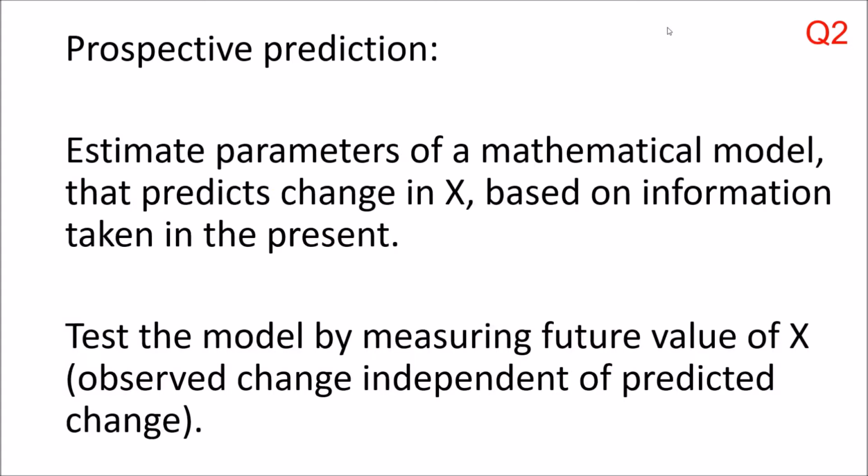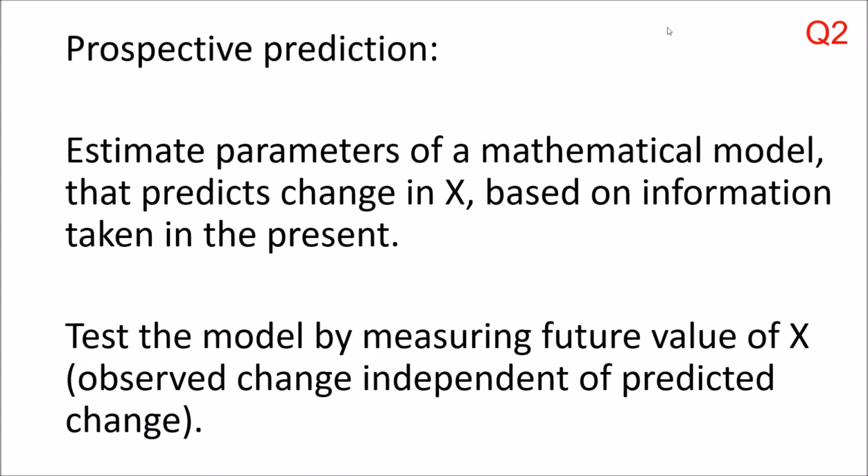This is an example of what I would call prospective or forward time prediction. This is a very general thing in science, although not typically used in evolutionary biology, where you estimate the parameters of a mathematical model that predict a change in some measurable quantity X, based on information taken in the present. Now, X, in biology could be the incidence of a disease, or more generally, the location of a hurricane, or any number of things. But the point is you have to make a prediction now based on information at hand.